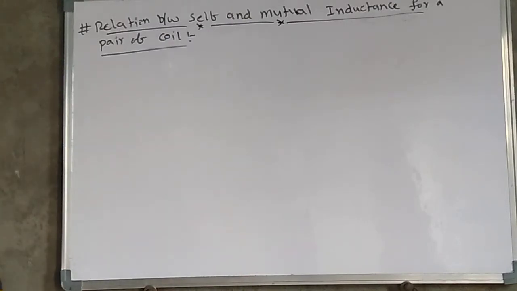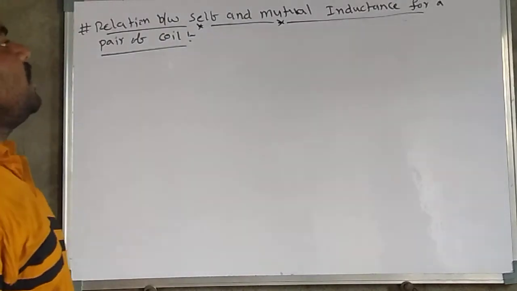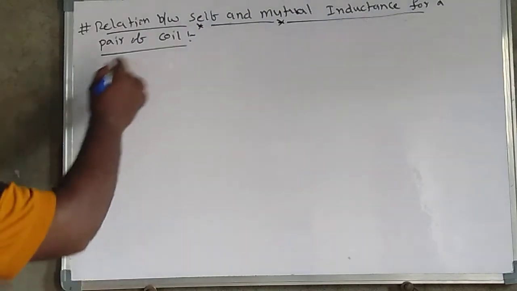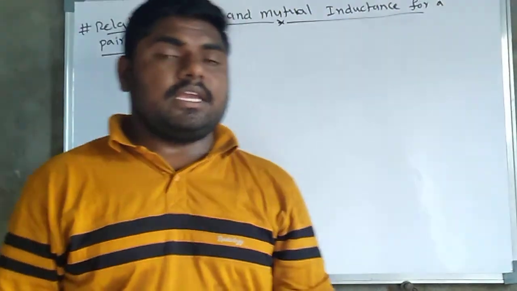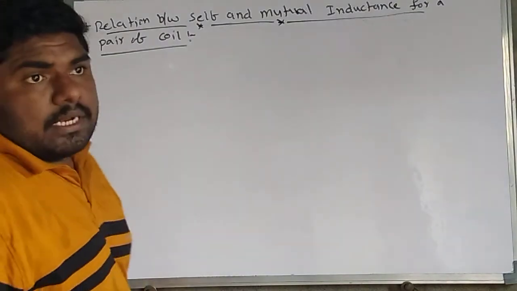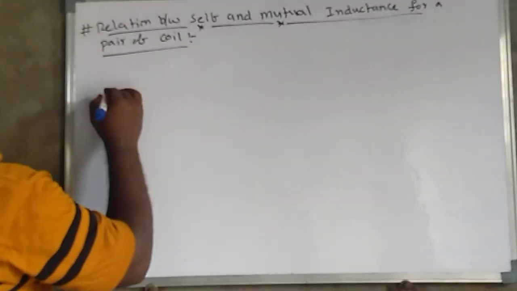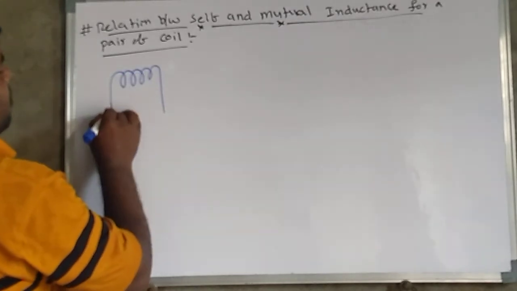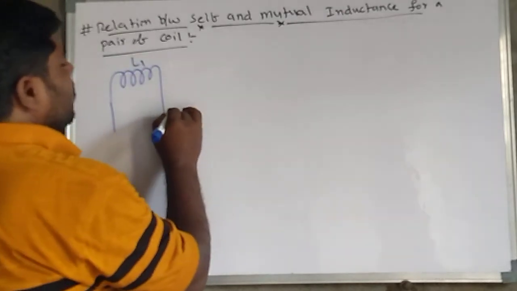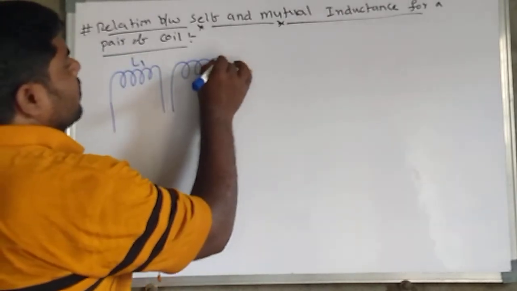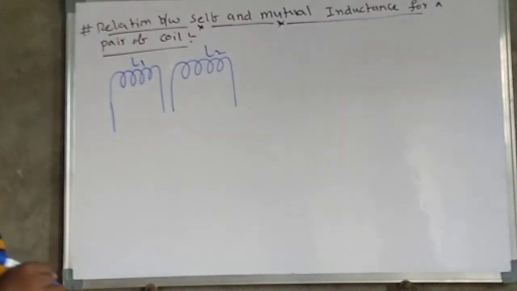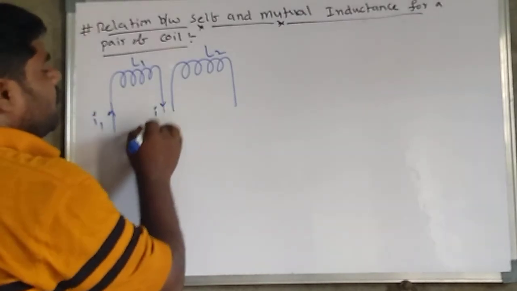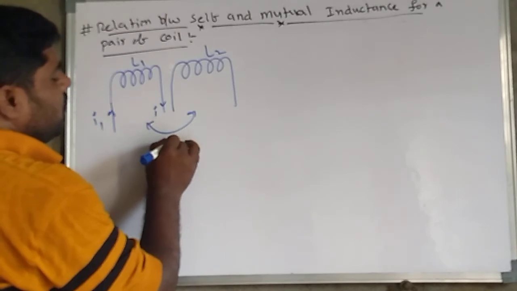Welcome back to the physics session. Now we are going to discuss the topic: relation between self-inductance and mutual inductance for a pair of coils. Here I would like to take two inductors. This is the first inductor, its name is L1, and this is the second inductor, its name is L2. Here in the first inductor, the current considered is I1. Here the mutual inductance is bidirectional.